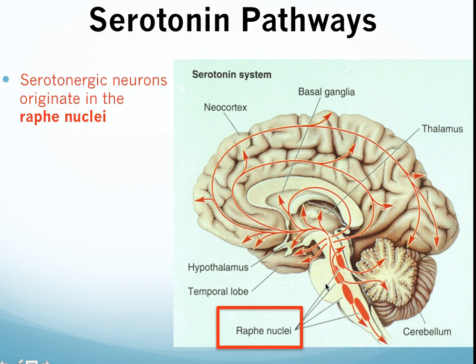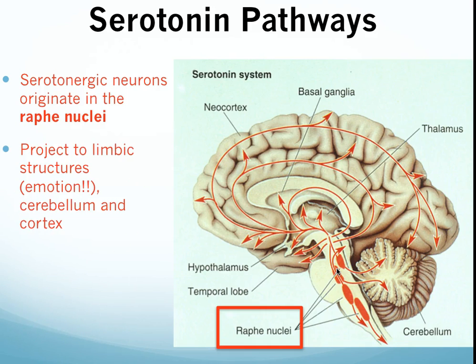Now, you probably think of nuclei as being a bunch of different cells, right? But in the brain, anywhere where you have a whole bunch of cell bodies in a big cluster together, that cluster of cell bodies is called a nuclei. Okay, so what this means is that there are these different clusters of cell bodies of neurons, all of which are producing serotonin. Okay, so these serotonergic neurons originate in the raphe nuclei.